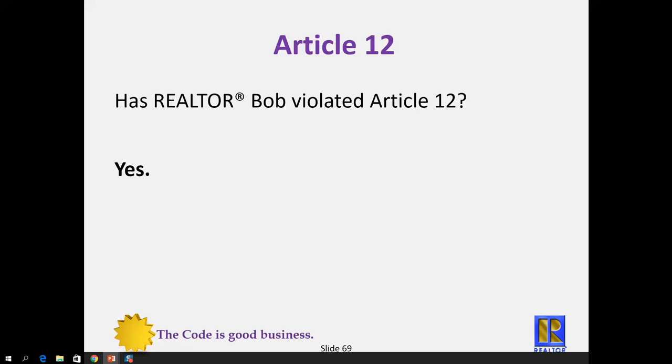Has Realtor Bob violated Article 12? Yes. Obviously, using your competitor's name in your URL is a blatant violation of Article 12, as he is not advertising his company and misrepresenting the advertising completely.